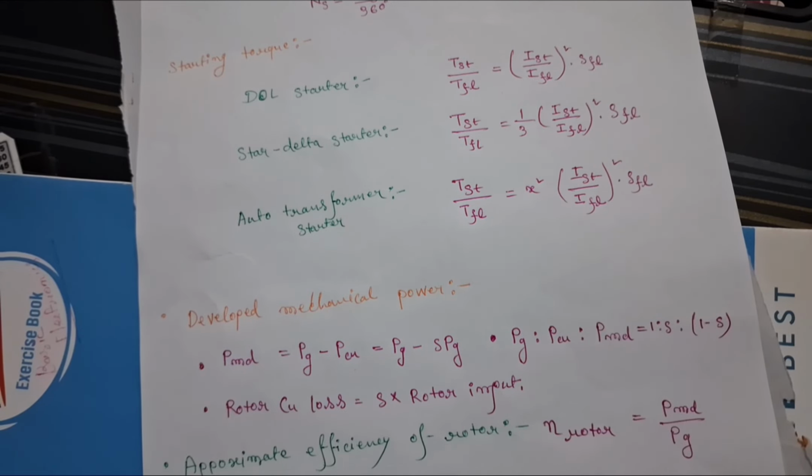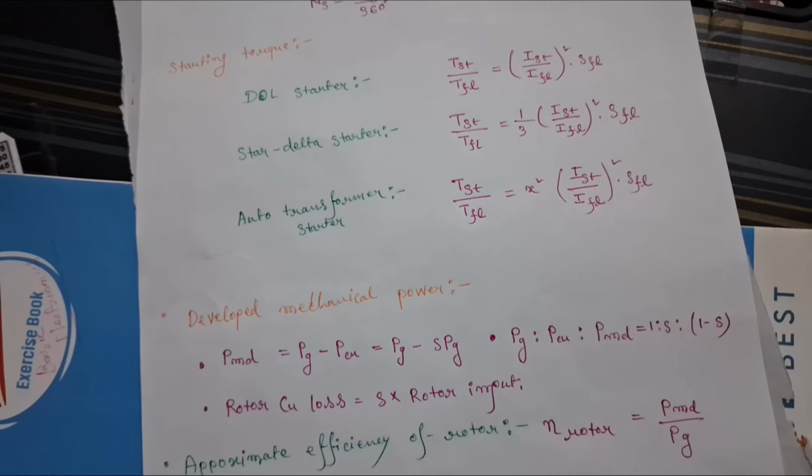Then you have to remember the formula of developed mechanical power. Developed mechanical power PMD equal to PG minus PCU, equal to PG minus S into PG. Here PG is gross power or rotor input, PMD is mechanical power developed, PCU is rotor copper loss. So the ratio PG is to PCU is to PMD equal to 1 is to S is to 1 minus S.